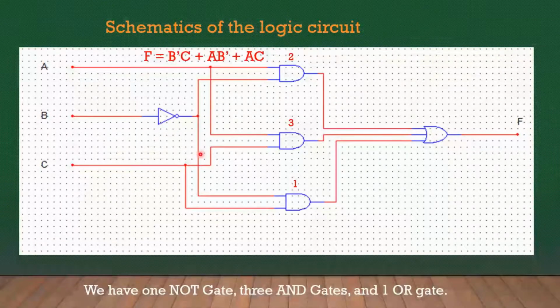When we see the statistics for this, we have 1 NOT gate, 3 AND gates and 1 OR gate. So totally we have 5. So we decreased. In the first example, we had 8 gates. Now we got 5 gates, so we decreased by 3. So it is more advantageous to simplify a logic circuit.